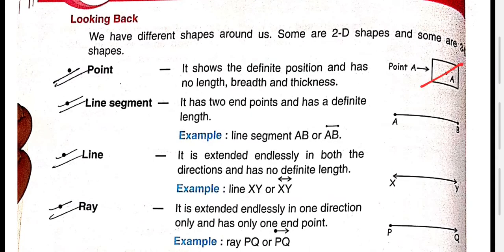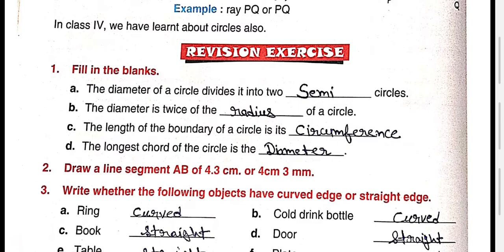Here just see, it is a line segment, two endpoints are fixed, so you cannot change the length. It is known as the line. Its endpoints are not fixed, so you can increase this side also and this side also. It is known as the ray. A ray has one endpoint and the other side you can increase or decrease according to your need. So this is a point, this is a line segment, it is a line and it is known as the ray. Now come to the revision exercise.